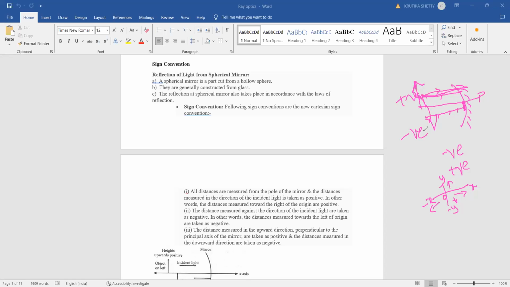Okay. So here we have the 5 points. First, all the measurements are done from the pole. Second, along the incident ray direction, measurements are taken as positive. Opposite to the direction of the incident ray is taken as negative. Third. Fourth, above the principal axis, measurements are taken as positive. Below the principal axis, measurements are taken as negative.